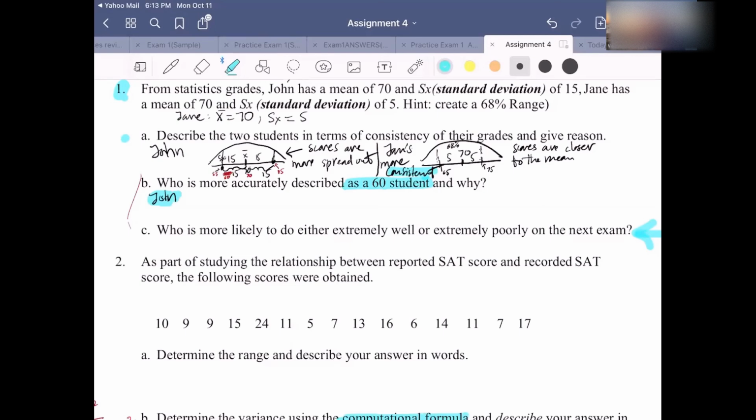All right, Montserrat. But in this case, they are asking who is more likely to do either extremely well or extremely poorly on the next exam. It can happen in both cases, right? Right, so most of you said John. The answer is yes, John, okay? So the answer is John. John will do either very, very good or very bad, right?